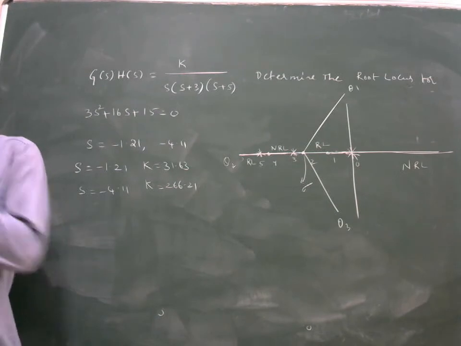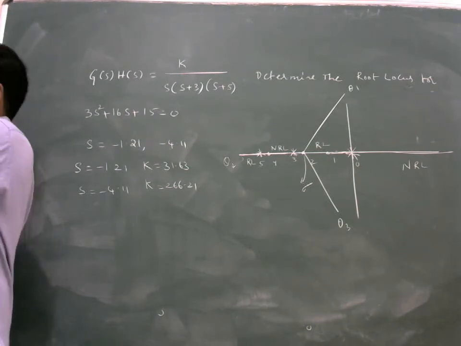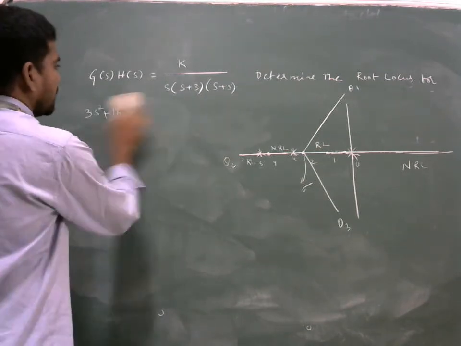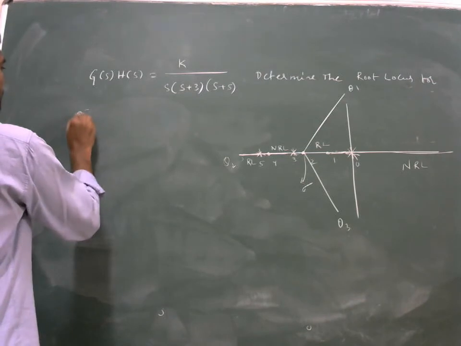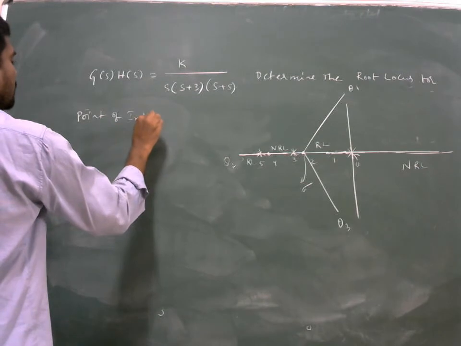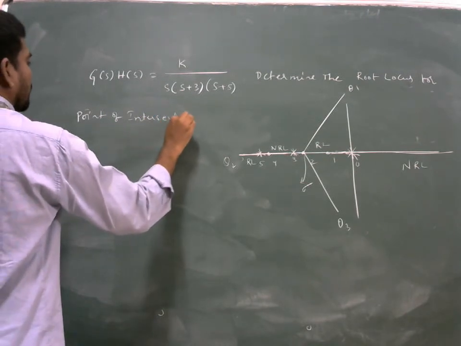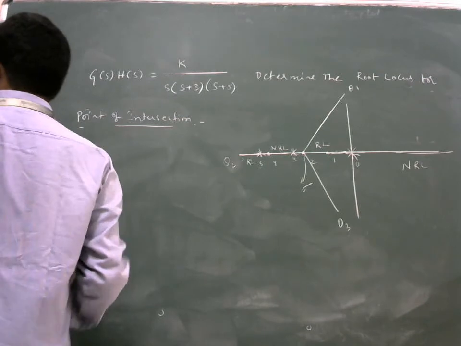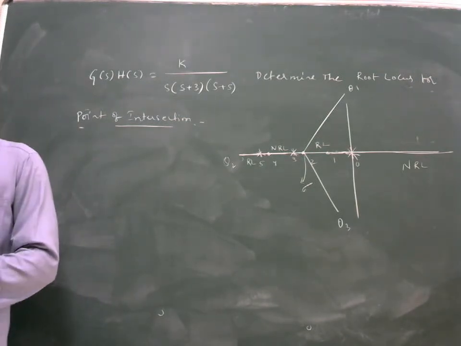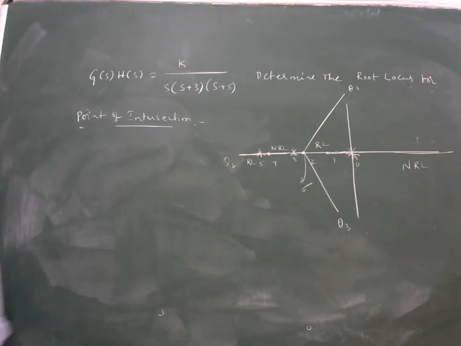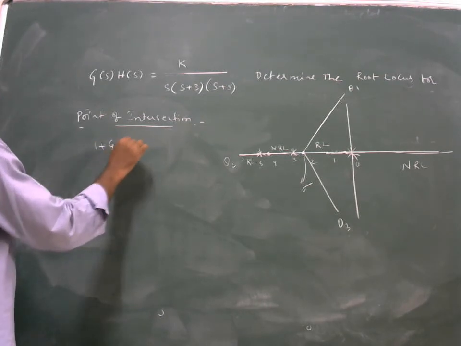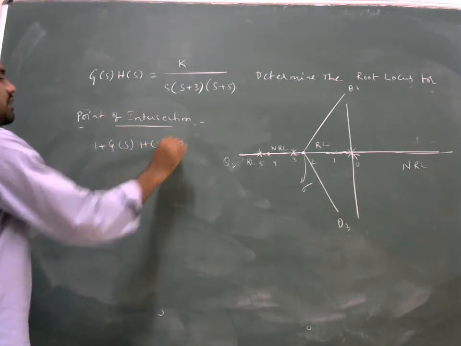Once we have completed that, the next step is we need to find out the point of intersection, where it is going to be located. What is meant by point of intersection? Point of intersection means: what is the equation we got? 1 plus g of s into h of s is equal to 0. If I am equating, then what are we going to get?